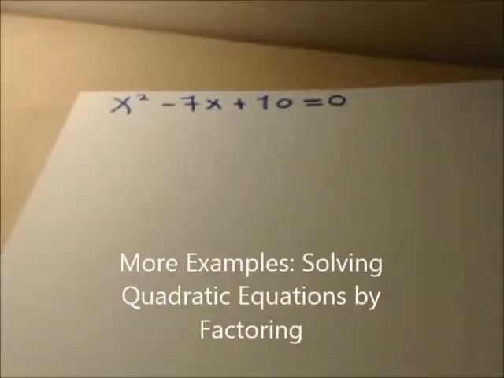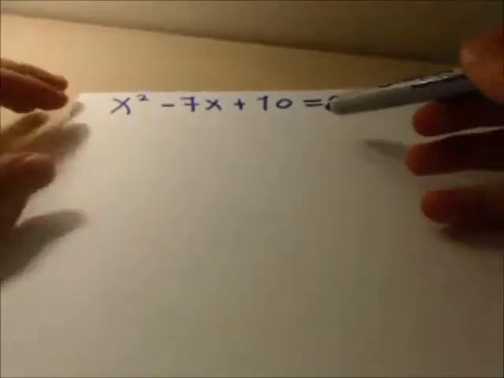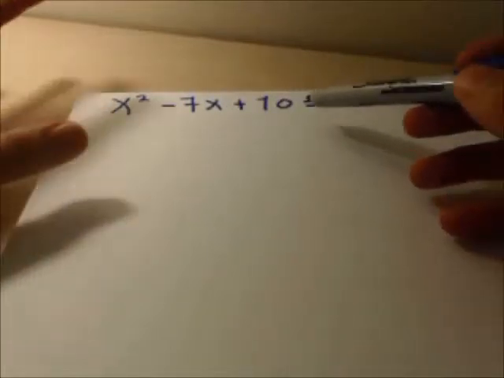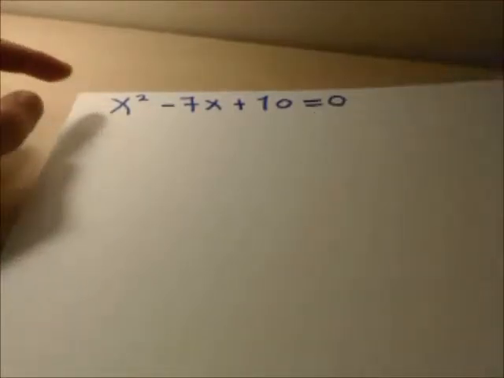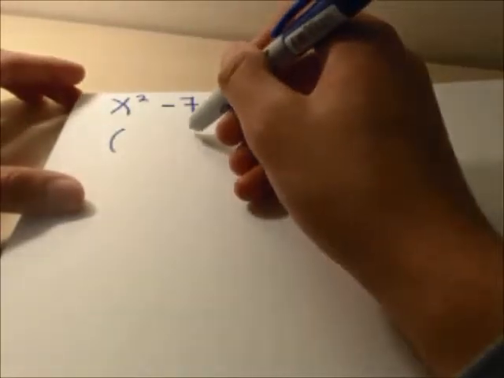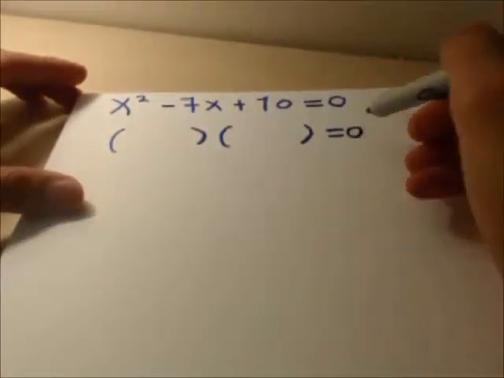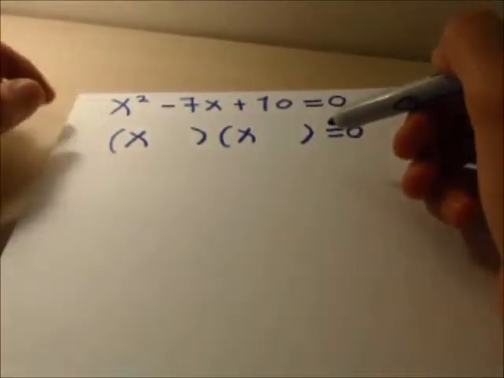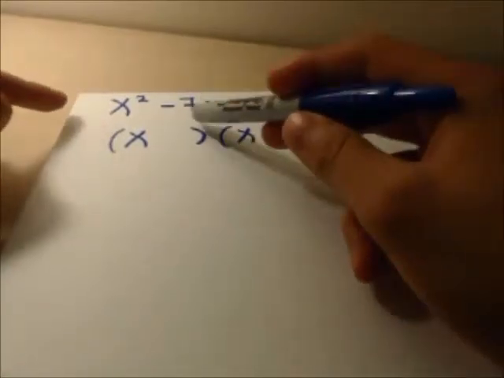Okay, in this video we're going to solve a couple more examples of quadratic equations by factoring. In the first question we've got x squared minus 7x plus 10. Here you can see it is going nice and smooth because the coefficient of x squared is 1, which means we can factorize into two parentheses equals 0. To get x squared, we have x times x. Now again we need two numbers that multiply to 10 and add up to 7.